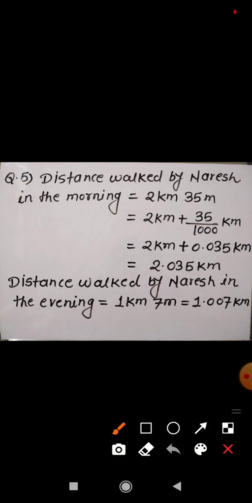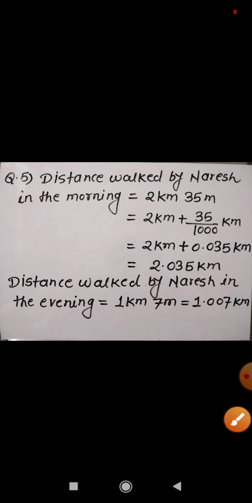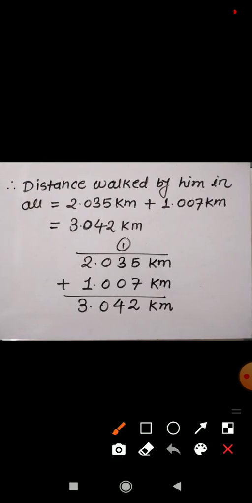Later it is given distance walked by Naresh in the evening, 1 kilometer 7 meter, and 1 kilometer 7 meter means 1.007 kilometer. And what are we asked to find out in this question? How much distance did he walk in all? See, the words are there, in all. In all means we have to find out the total distance, right?